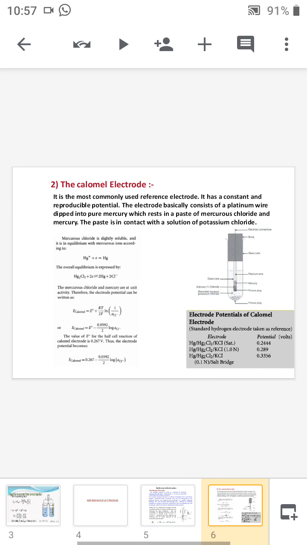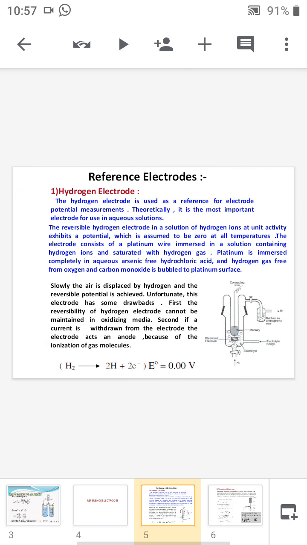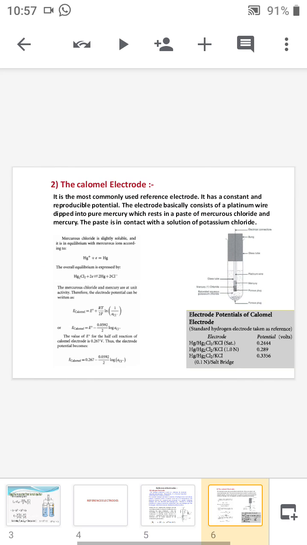Next, we are moving into the next reference electrode, that is the calomel electrode. Usually the reference electrodes can be divided into two different varieties. First is the primary electrode, the second one is the secondary electrode. The example for the primary electrode is the hydrogen electrode. But you know that maintaining the hydrogen electrode is very difficult because we have to pass the hydrogen gas always for a long time. So it is very difficult. So we usually use the calomel electrode as a reference electrode in the laboratory.